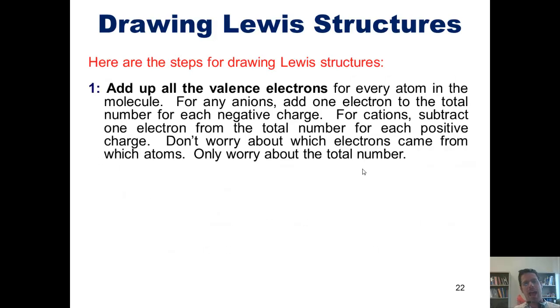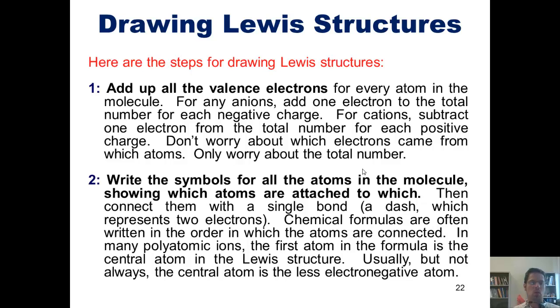So here are the steps for drawing Lewis structures. 1. Add up all the valence electrons for every atom in the molecule. If there are any anions in the molecule, add 1 electron to the total number for each negative charge. For cations, subtract 1 electron from the total number for each positive charge. Don't worry about which electrons came from which atoms. Only worry about the total number.